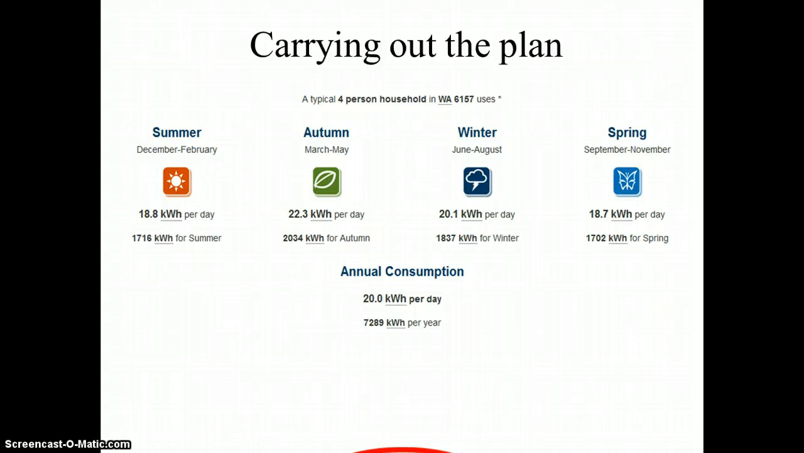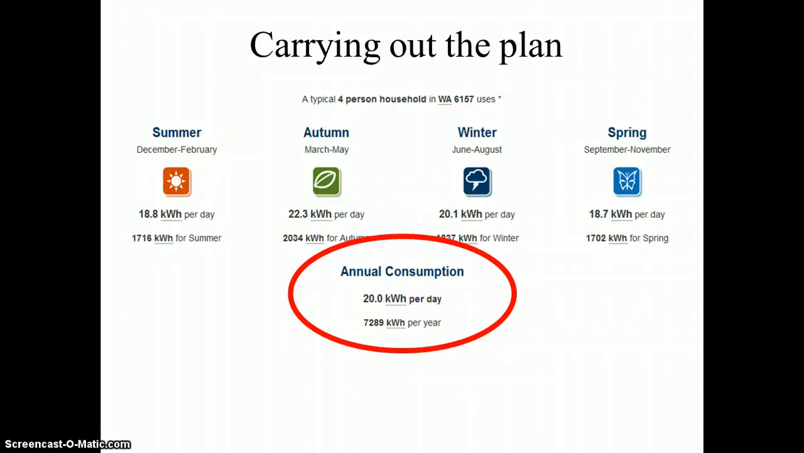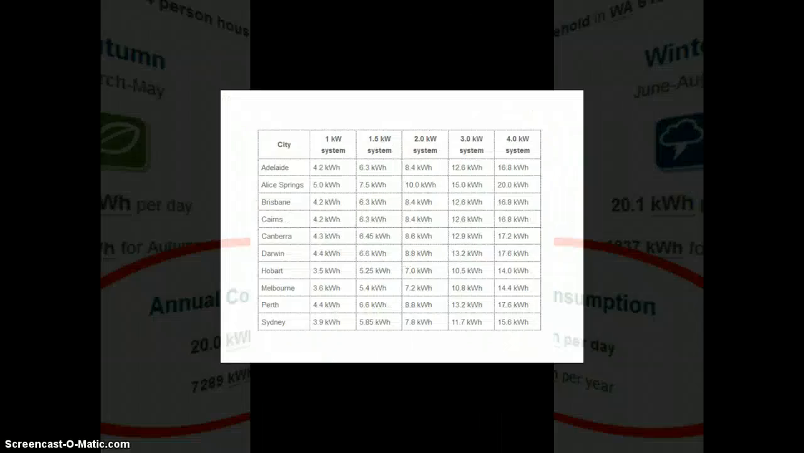As you can see in this picture, we're going to focus on the annual consumption, which is 20 kilowatts per day, or it's averaged out to 7289 per year. So we also want to look at the average household, including mum, dad and 2 kids, so we can work out some more from that.